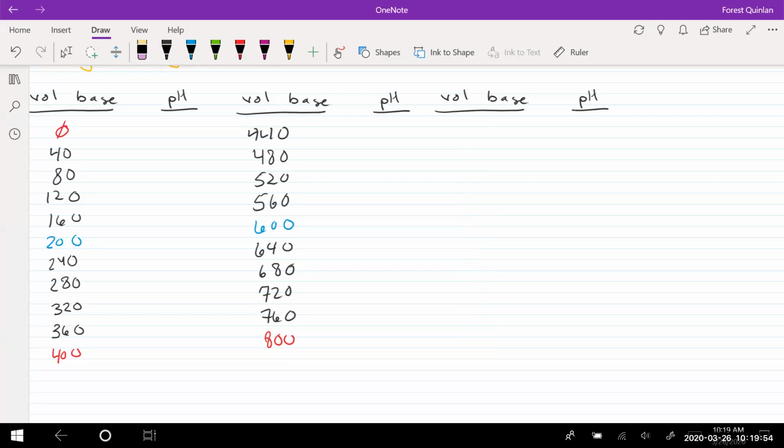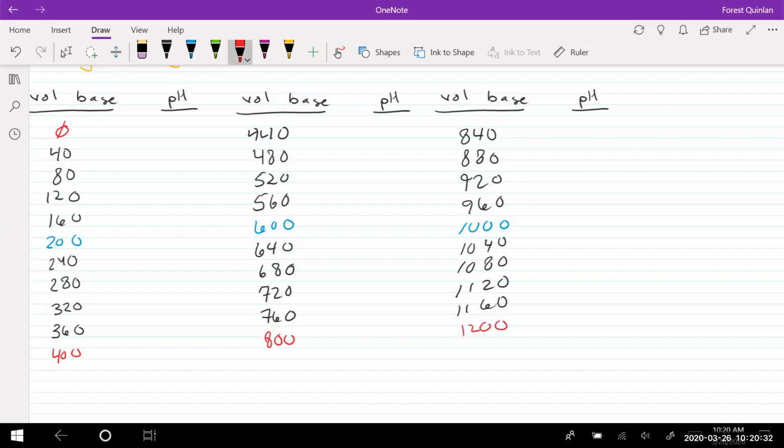Forrest, yeah, you could probably do this in Excel and copy it over. Oh, I could, but that would defeat the purpose of writing a whole bunch of stuff and working on my handwriting. 840, 880, 920, 960, 1,000, 1040, 1080, 1120, 1160, and 1200.